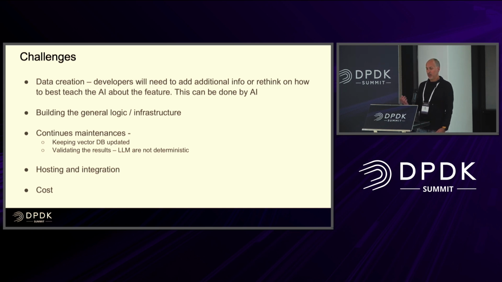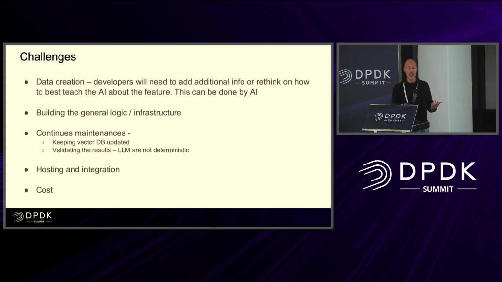Nothing comes without a price. So basically the price here is that we need to create data. For example, best practices we don't have, we need to create them. Sometimes in order to help the AI, we need to format our documentation a bit differently. But we can use the AI to do so, because we can say, this is the feature I did, and how can I write it better so you will understand? The AI will answer us.